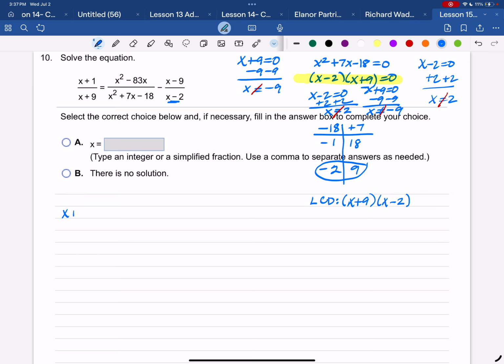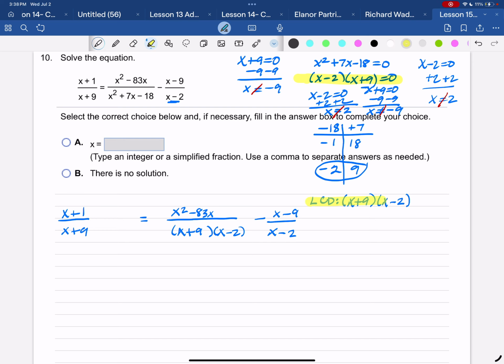So x plus 1 over x plus 9 equals x squared minus 83x over x squared plus 7x. Let me go ahead and write that in the factored form. So that's x plus 9 and x minus 2, and then minus x minus 9 over x minus 2. And I've got to multiply everything by this LCD.